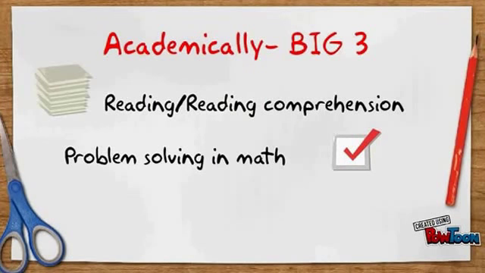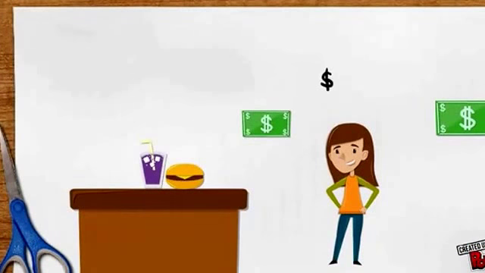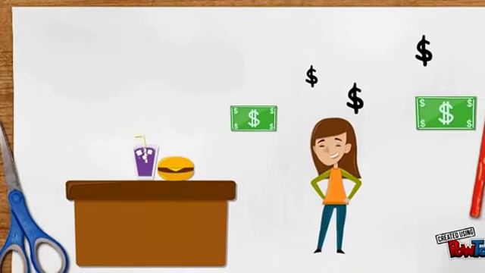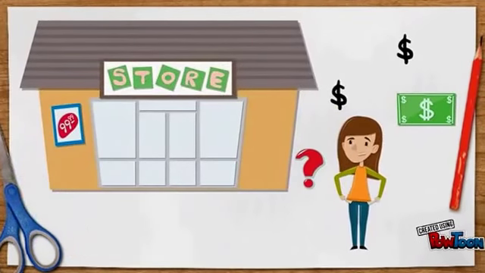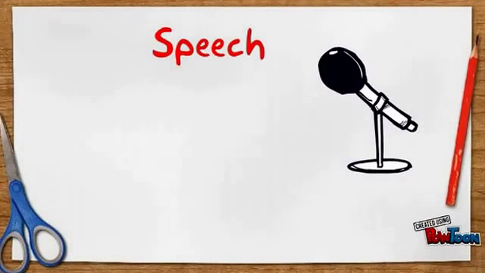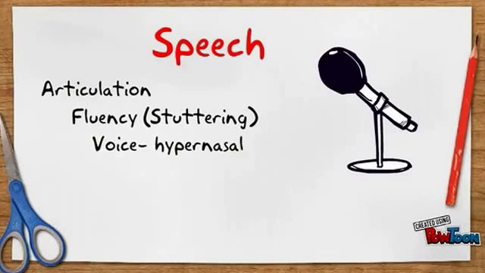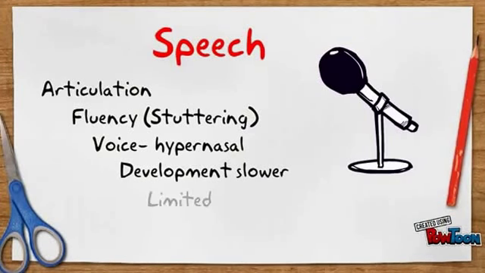Teachers should be aware that most individuals with intellectual disabilities have difficulty transferring or generalizing. For example, a student may be able to count change from a purchase in the school cafeteria, but have difficulty with the same task at Target. Speech disorders are also common. This may include errors of articulation, fluency disorders such as stuttering, and voice disorders such as hypernasal speech or concerns about loudness. Speech development occurs more slowly and their vocabulary is often limited.